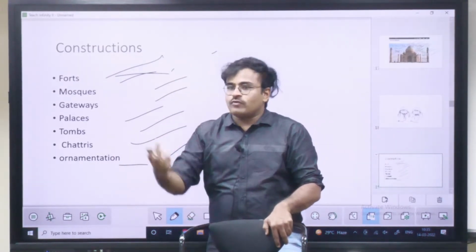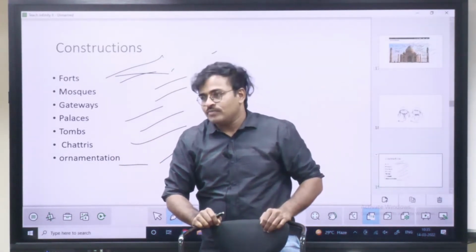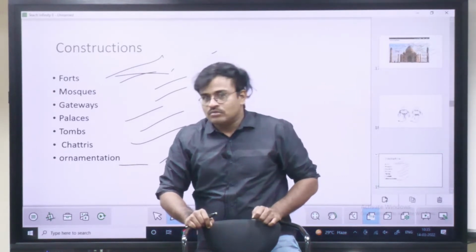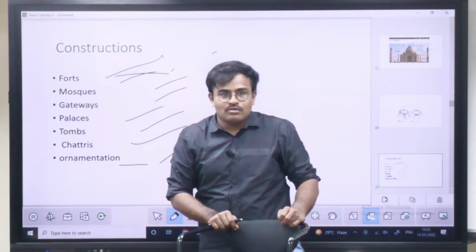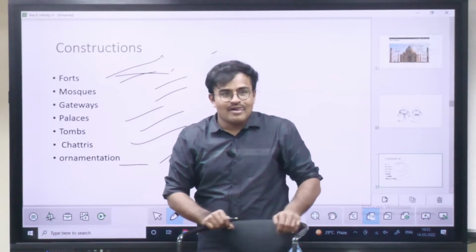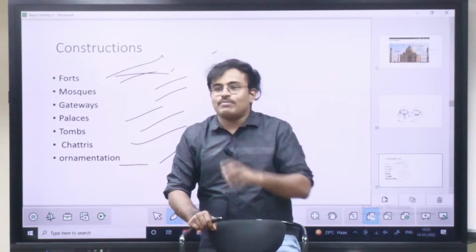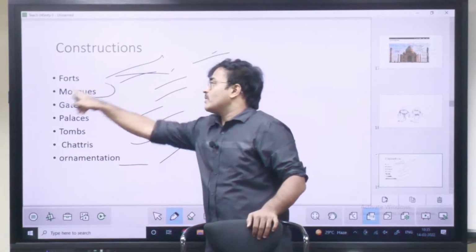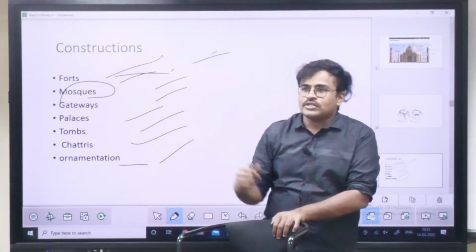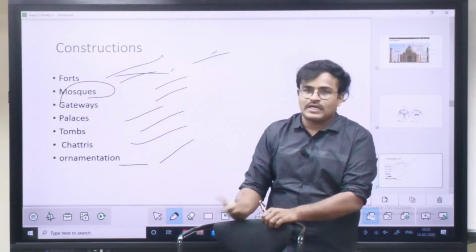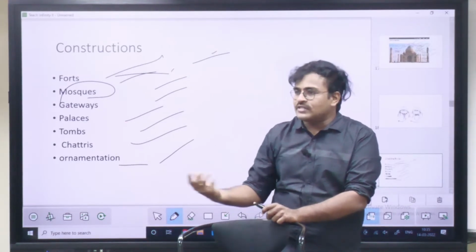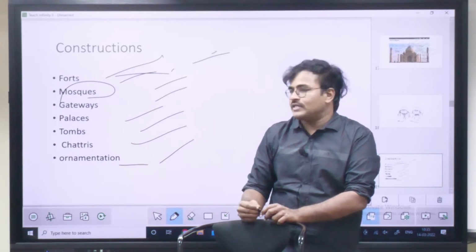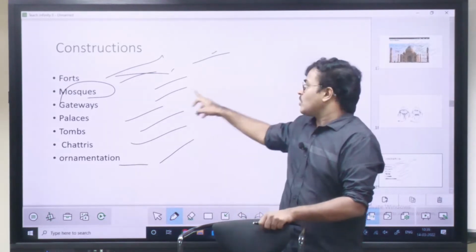Then there are many other forts in the Deccan region, Bahmani architecture. Can you name one fort in Deccan? Golconda is the best example of a fort structure. Then they also constructed numerous mosques, many of which are constructed across the country. Jama masjids are present in every city, in most prominent cities. So those are the mosque structures.